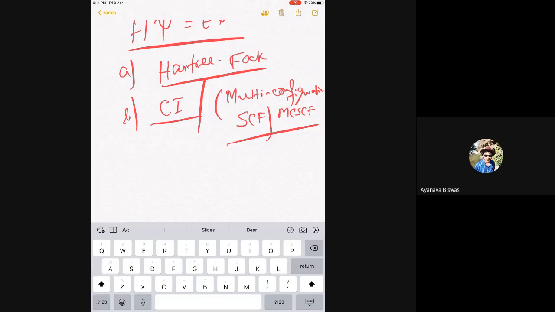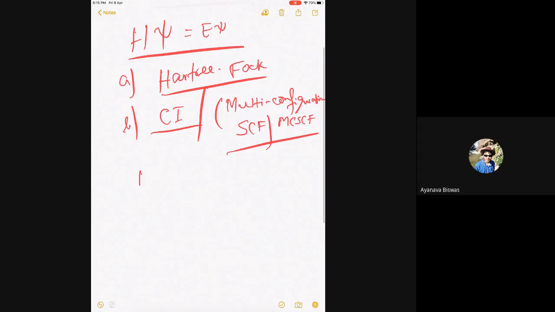Is that the doubly excited configurations are the most... So in CI we learned that the doubly excited configurations are the most important configurations.